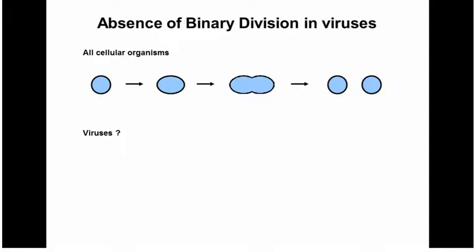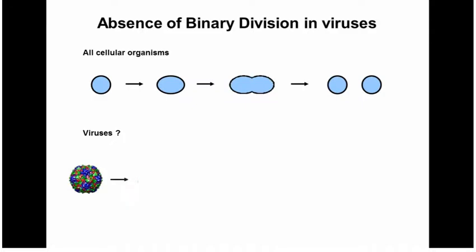Okay, absence of binary division. This was one of the criteria in Lwoff's definition of viruses, and this is definitely true for all viruses. So what does this mean? When all cellular organisms divide, you start with a cell, it grows, gets bigger, and then at some point, either by fission or by budding, you end up with 2 daughter cells. But at all stages of this process, you've got a clearly defined cell, right?